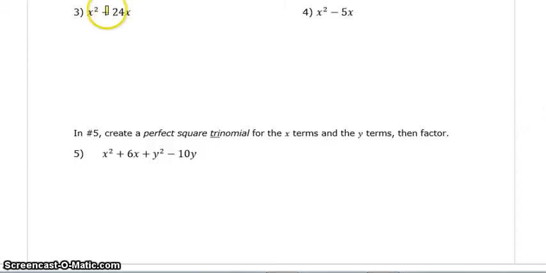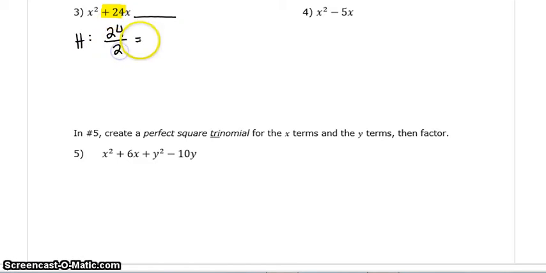So hopefully at this point you've finished example 3 on your own. Let's go over it and see how you did. First of all, we need to identify our b value, which in this case is positive 24, with the goal being to figure out what number goes in this blank so that this is a perfect square trinomial. So let's go through our process of halving it.